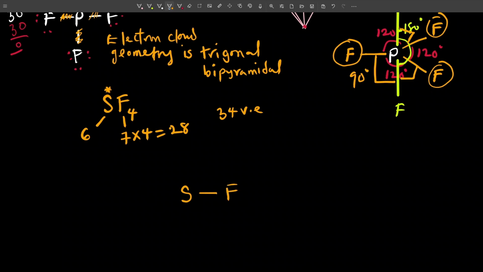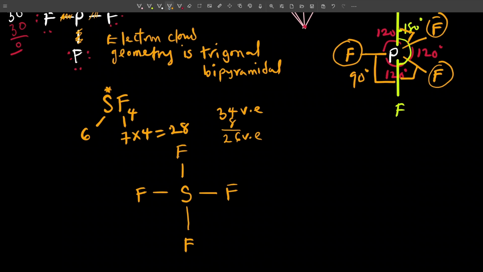We have fluorine here. Let's just draw that. This is just the Lewis structure. We're still going to rearrange. So these are the fluorine atoms. Okay, let's count how many electrons I have used up. I've used up 8 valence electrons. So removing 8 from 34, we are going to have 26 valence electrons. So what do we do now?